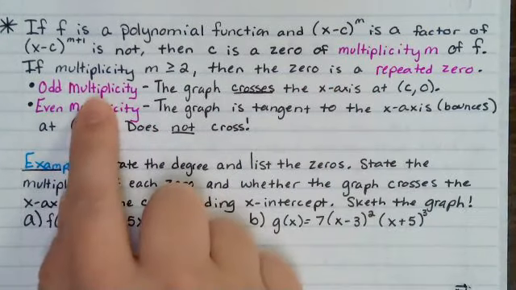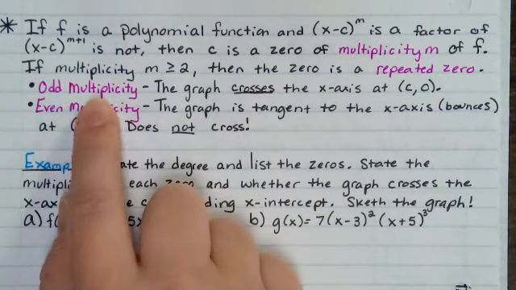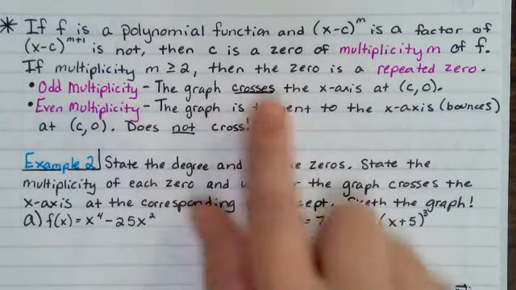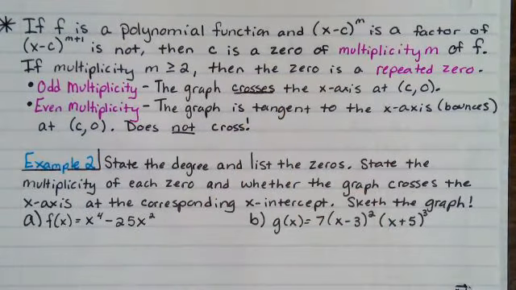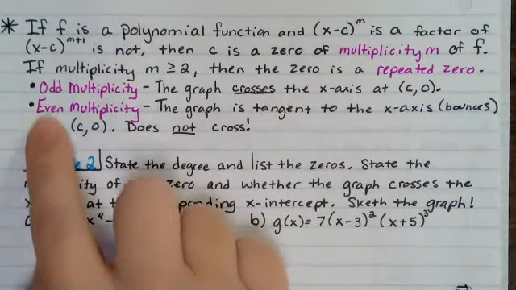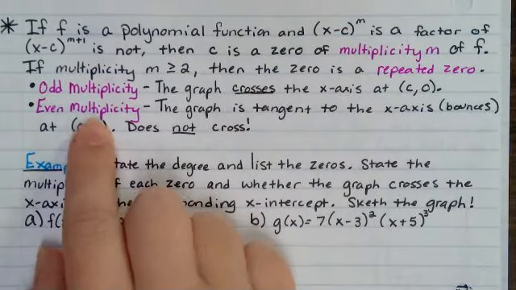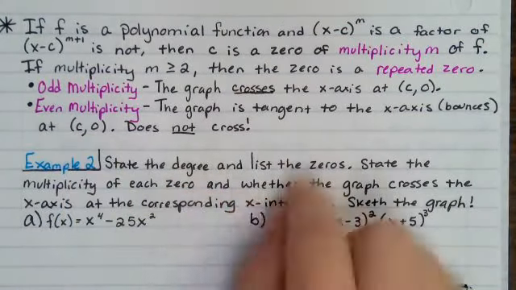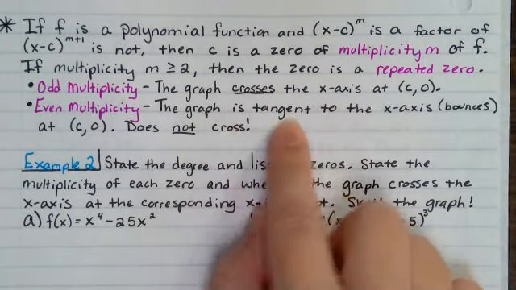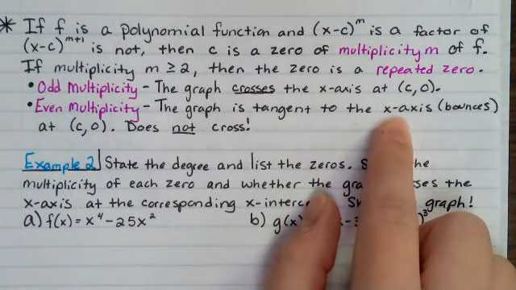When you have a 0 repeat an odd number of times, then the graph will cross at that 0. It will actually cross the x-axis. Whereas if it has an even multiplicity, it's actually going to bounce off of that 0 rather than cross it. So you'll see it says the graph is tangent to the x-axis, meaning it's not actually going to cross it. It will hit it, but then bounce right back away and not cross through.